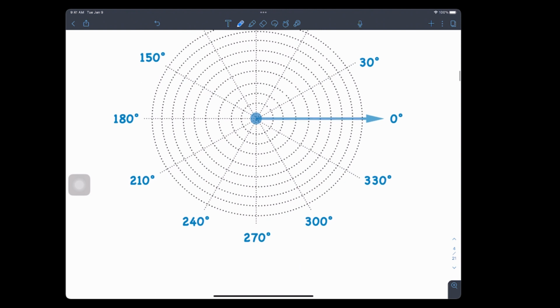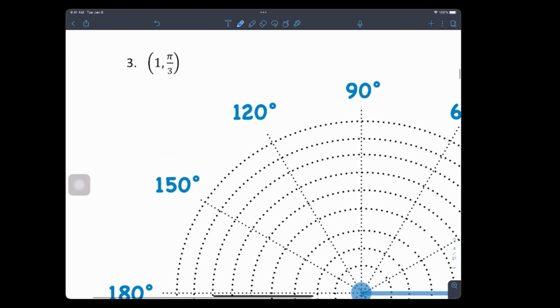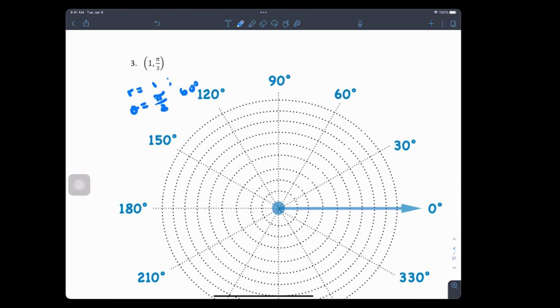All right. Now you say, well, where is (1, pi over 3)? So my radius now here is going to be what? 1. And that angle for theta, pi over 3, oh, that's actually what? 60 degrees. Yeah. Okay.